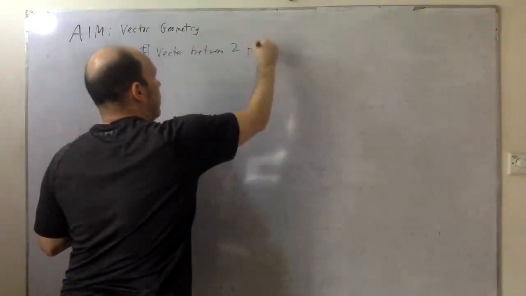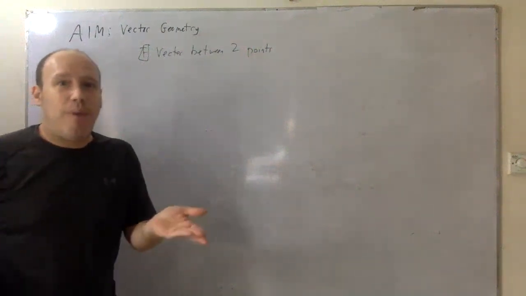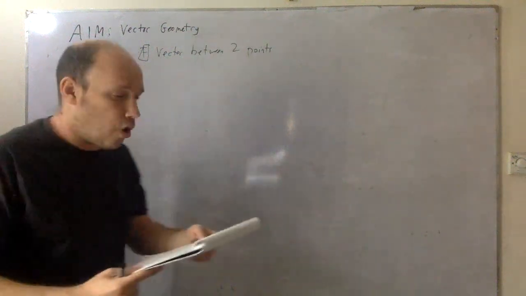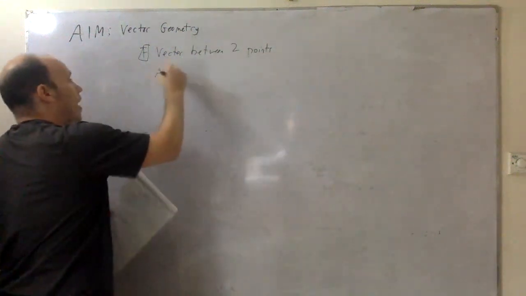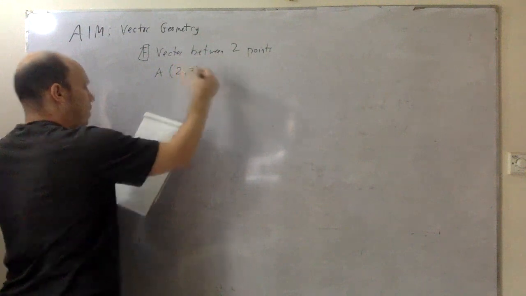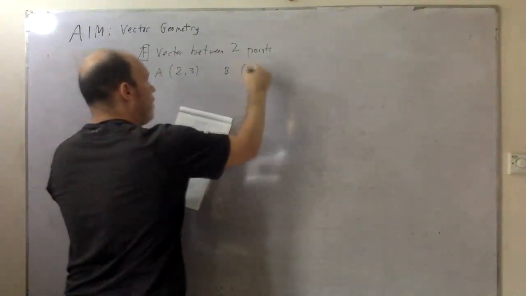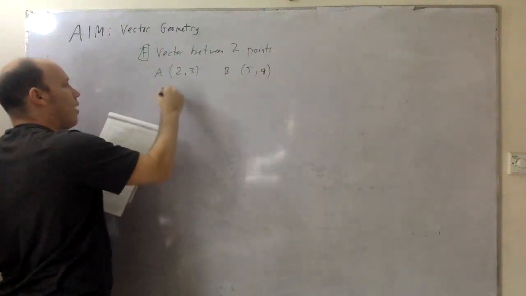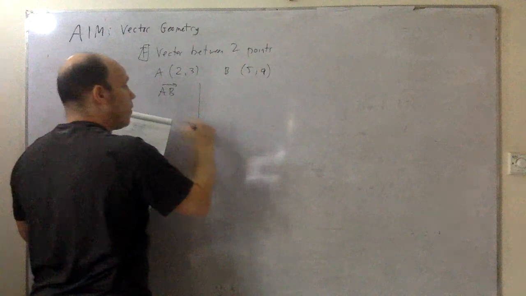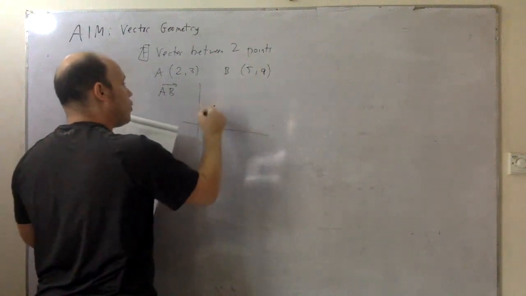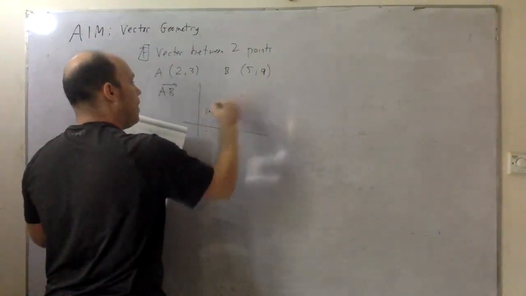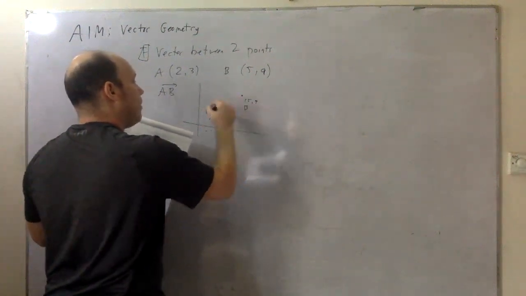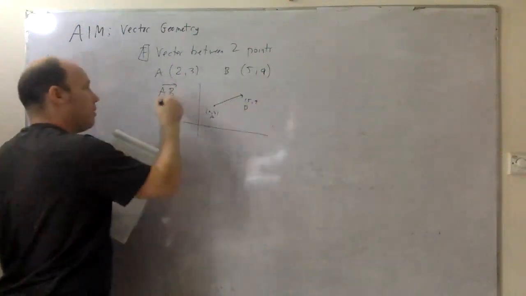So it's very basic. It's kind of like finding the slope, but instead of the change in y, we're changing x. In vector form, simply put, if A is (2, 3) and B is (5, 9), the question is, what is vector AB? It's very straightforward if you think about it. Here's point A, which is (2, 3). Here's point B, which is (5, 9). And so we're looking for AB.